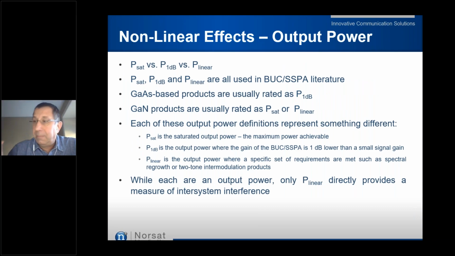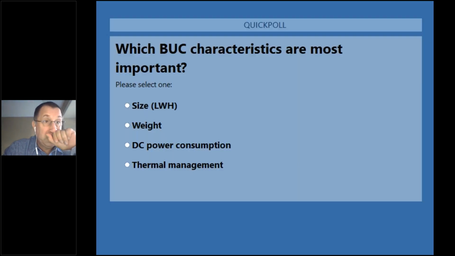Sorry, Nike, we actually have a poll that we're going to just launch to get your feedback before you continue. So please vote if you can. And the question is, which BUC characteristics are the most important to you? So I'll just give you guys a few seconds to vote.